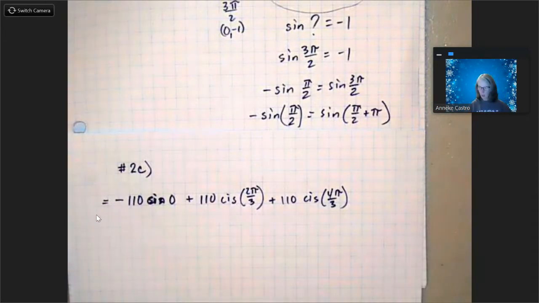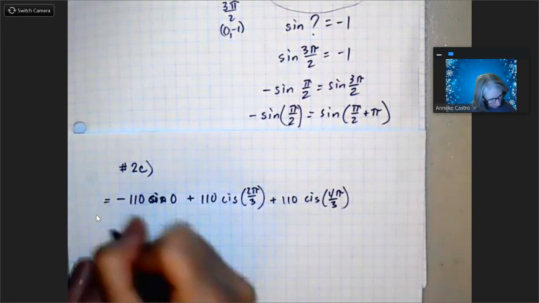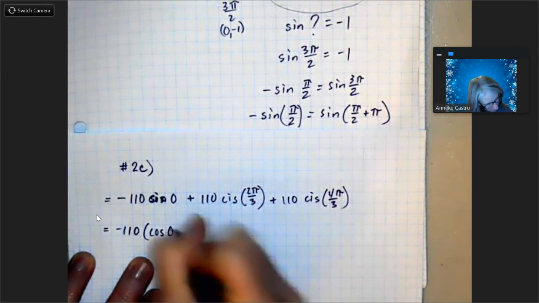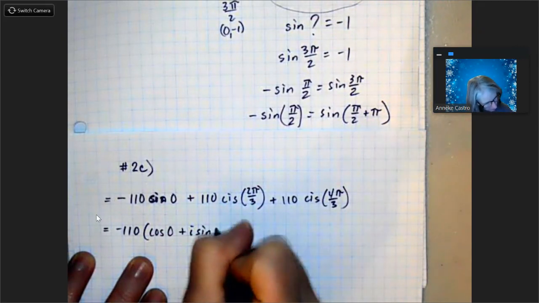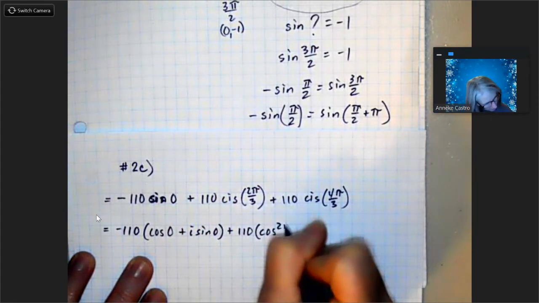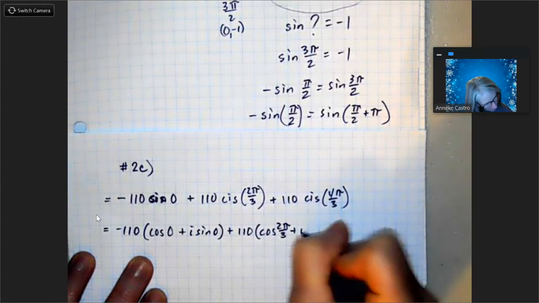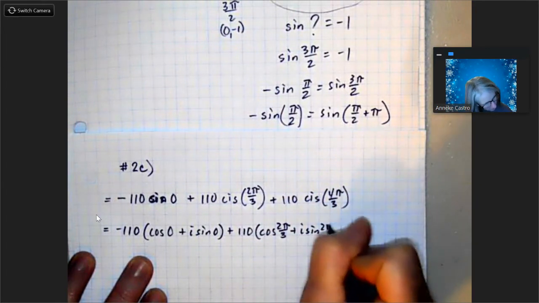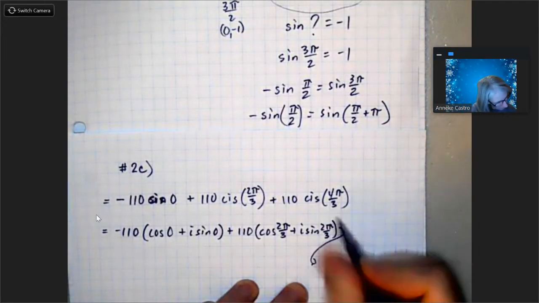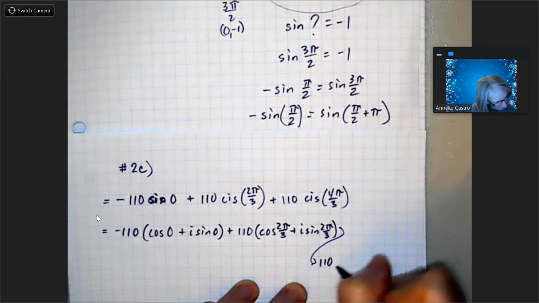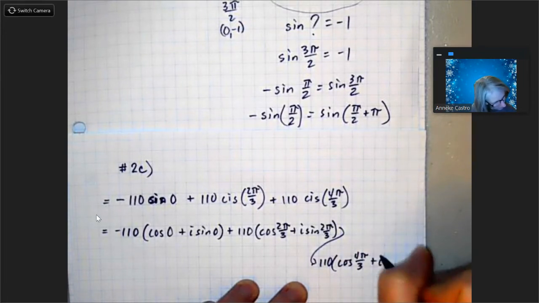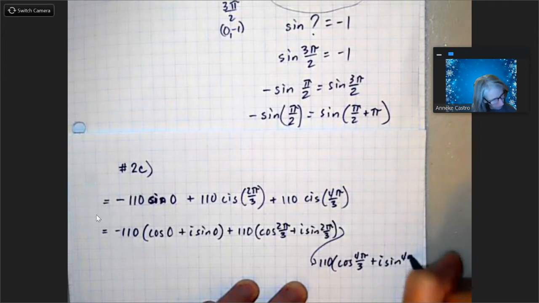All right, and so then we're going to go ahead and change it. We're going to write it out. 110 times cosine 0 plus i sine 0, plus 110 cosine 2 pi over 3 plus i sine 2 pi over 3. Oh, it's not going to fit. I'm going to put it over here. Plus 110 cosine 4 pi over 3 plus i sine 4 pi over 3.